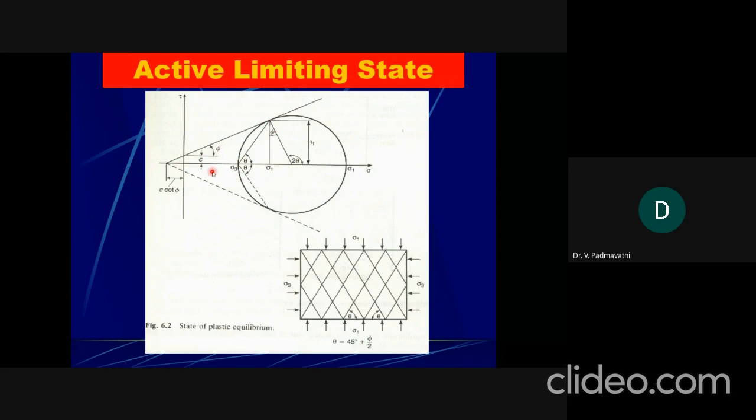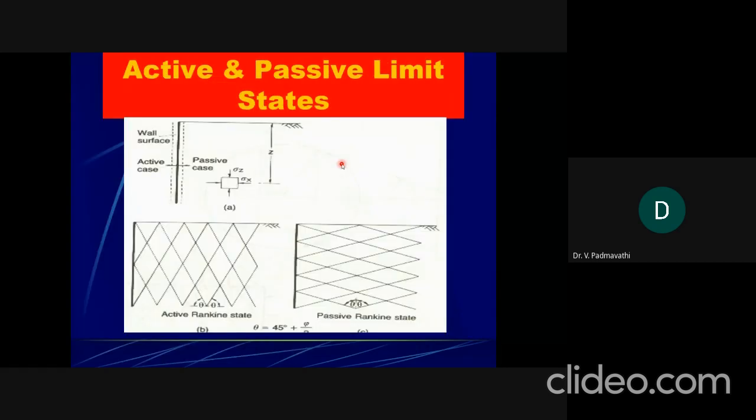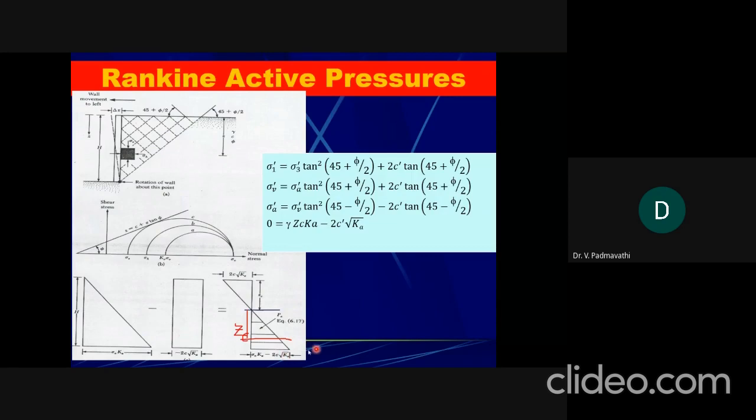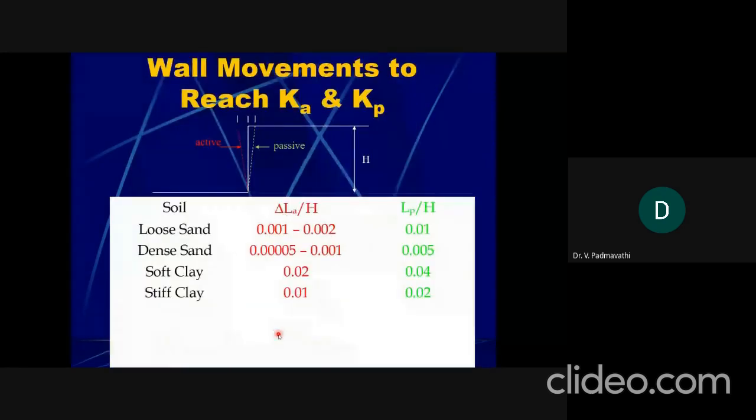Suppose you have the passive earth pressure. If you have passive earth pressure, you need to draw theta, which is nothing but 45 minus φ by 2. You can see here, 45 minus φ by 2 for this passive case. Okay, so that is not given here. Anyway, I'll go back. Wait. I have the figure here.